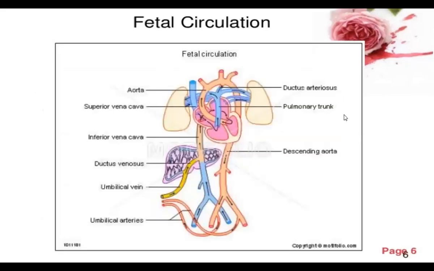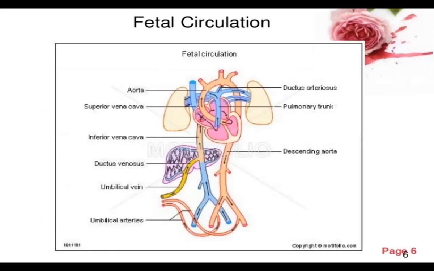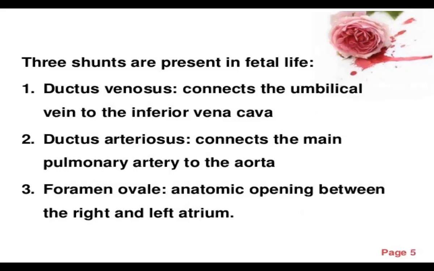So if you see in this diagram, the blood is coming from the mother, from the placenta via the umbilical cord. This is the umbilical vein, and this is the vein which is present. The connection present between these two veins is called the ductus venosus, that is, between the umbilical vein and the inferior vena cava. And the ductus arteriosus is the connection between the main pulmonary artery and the aorta.